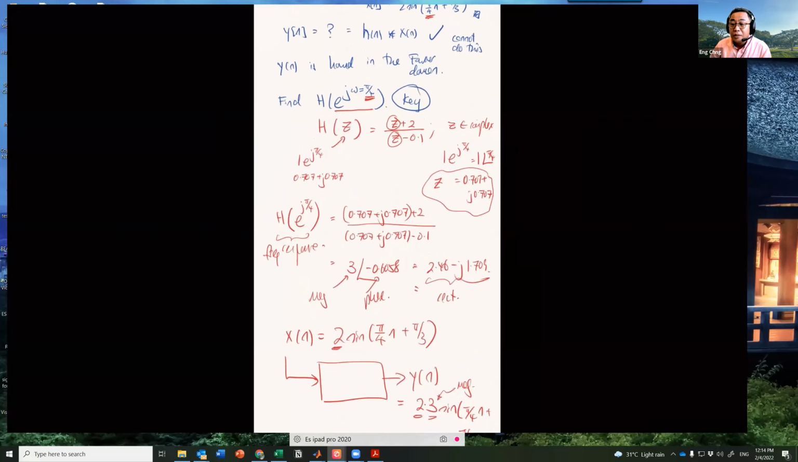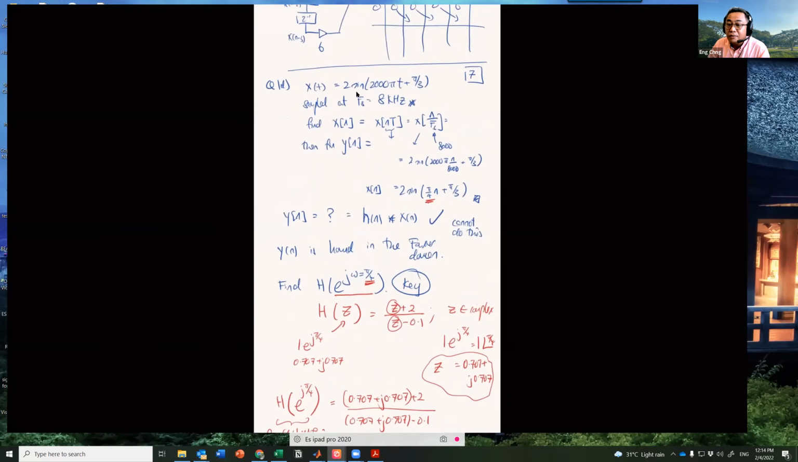Okay, so how to get this question up? The first part is really, really easy. From x of t to x of n is trivial. We have done it last week. From x of n to y of n is not so trivial. You have to recognize that we are asking in this question to find the frequency response. The frequency response is derived from H of z. This is H of z. But what to plug in for z?